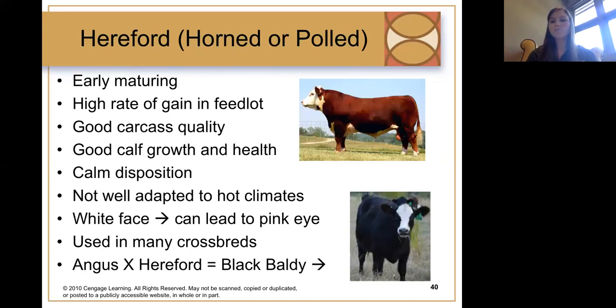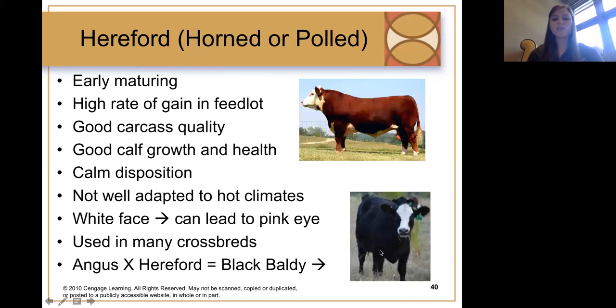They're not very well adapted to hot climates either. Like the Angus, you wouldn't want to raise them in a tropical environment. They probably wouldn't do very well. And then like the Charolais, they have a white face, and that can lead to pink eye because of more UV rays getting in from the sun. Herefords are used in many crossbreeds for their high rate of gain and good carcass quality.